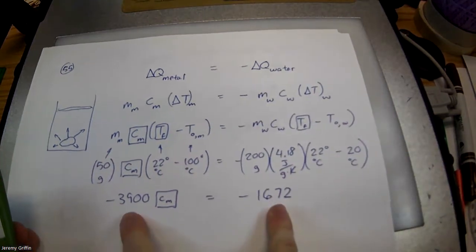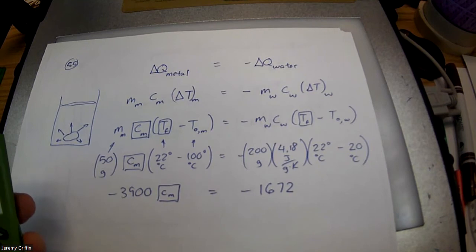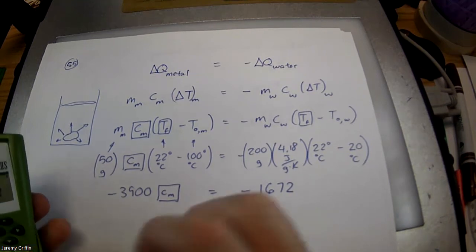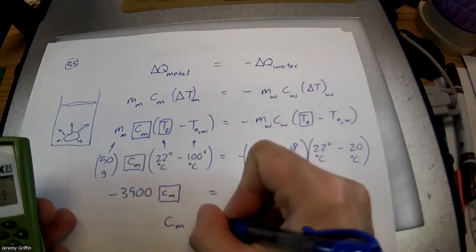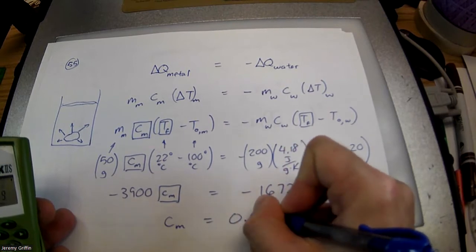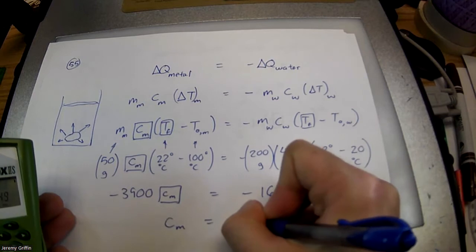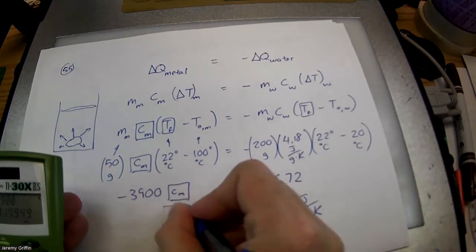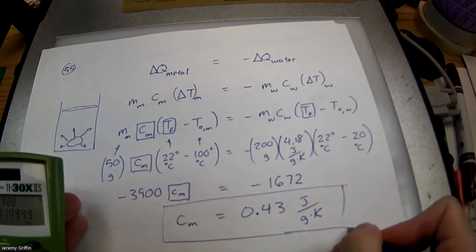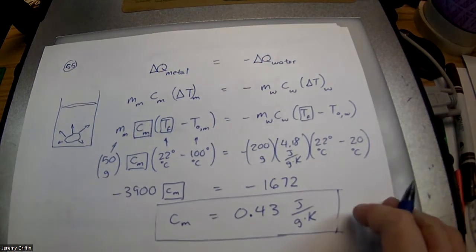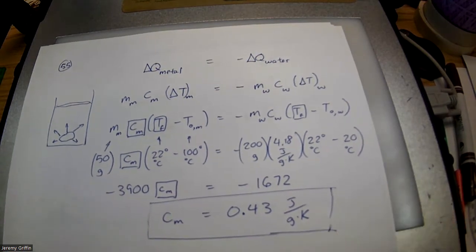All right, divide both sides by negative 3,900. The specific heat of the metal is this many joules per gram Kelvin. That looks like a pretty realistic number, by the way. Different metals have different heat capacities, but that looks pretty realistic. Remember that for water, the specific heat capacity was 4.18 joules per gram Kelvin, and this is approximately 1/10 of that, or at least my answer is.